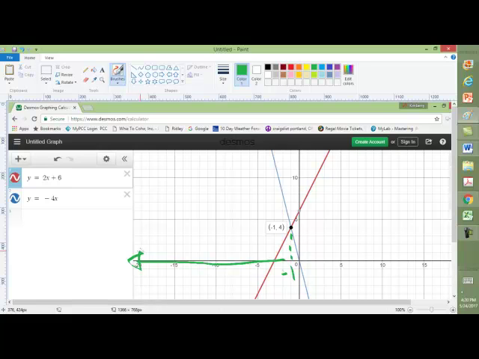Now, the inequality we were solving was 2x plus 6 less than negative 4x. So the red, which is the 2x plus 6, is below the negative 4x, which is the blue line, from negative 1 on your x backwards. That means that when your x is less than negative 1, this situation is true. And so that's your solution off of the graph.